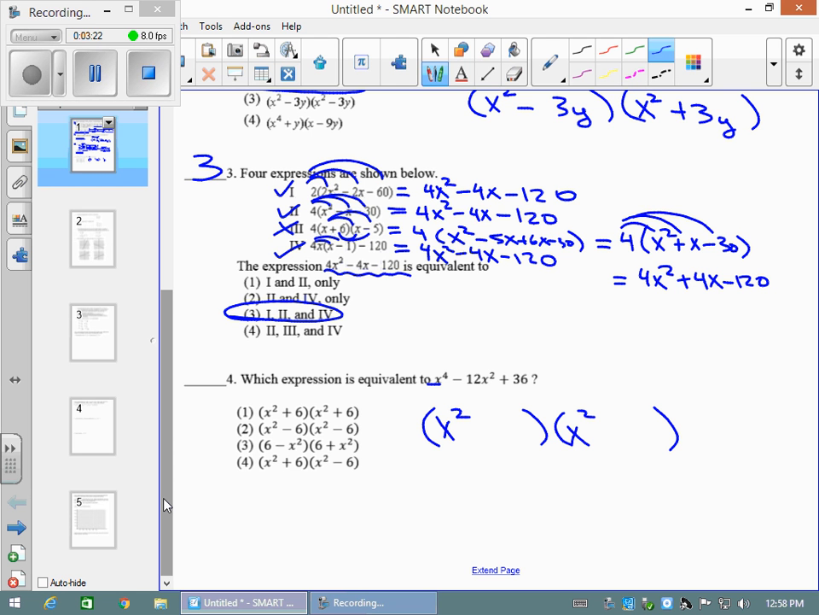Then I want to think about what factors multiply to 36 and add to negative 20. So it would be negative 6 and negative 6. The correct answer here would be choice 2.